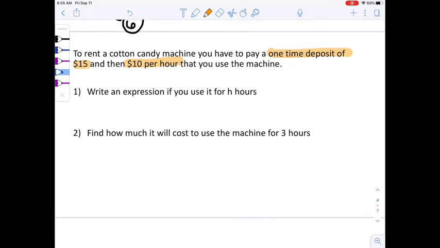So we know no matter how long we use it, we're going to have to put that deposit down of $15. And then every hour we use the machine, it's going to be $10. So that $15 doesn't change, right? That's that one-time deposit. So we're going to write that as 15 plus, and then we know that it's $10 per hour. Per is multiplication. So 10 times, and we're using H for hours, 10H.